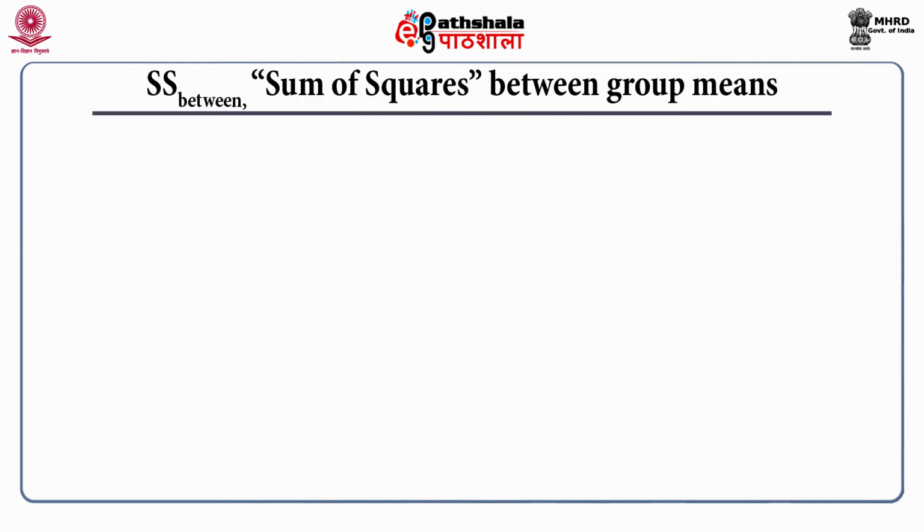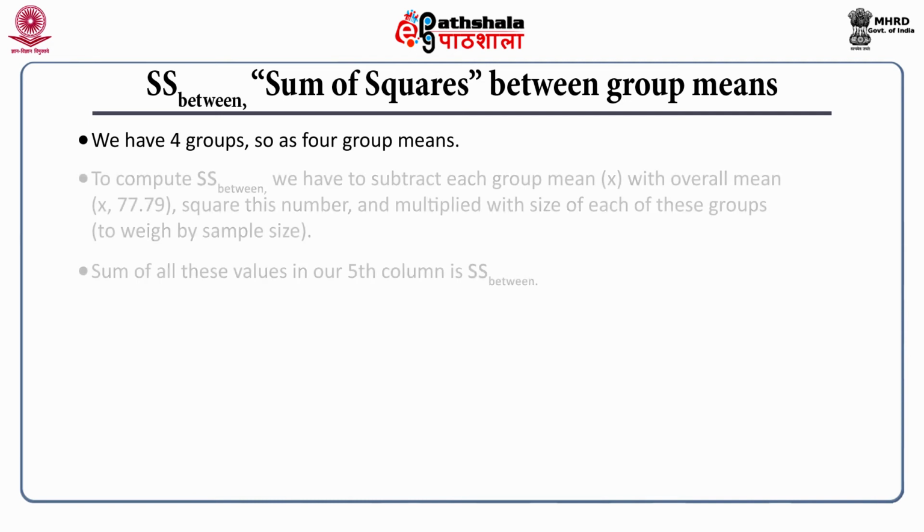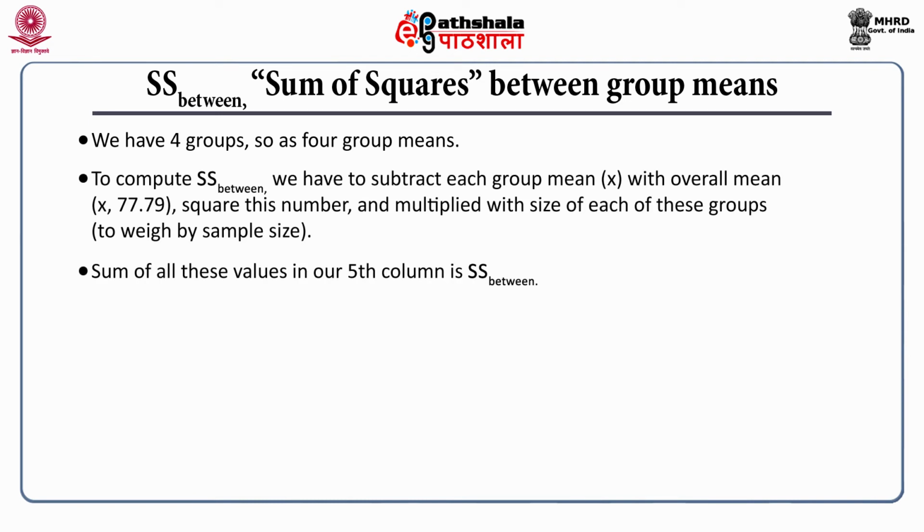Next is SS between, the sum of squares between group means. We have 4 groups, so we have 4 group means. To compute SS between, we have to subtract the overall mean from each group mean. The overall mean is used for both the earlier one, that is SS total, as well as for the SS between. We subtract the overall mean from each group mean, then square this number, and finally multiply by the size of each group. So this is to normalize it. To weight by the sample size, we have to multiply with the sample size.